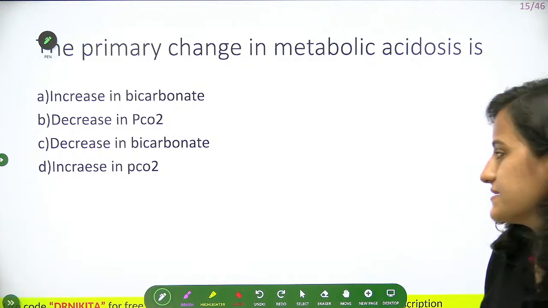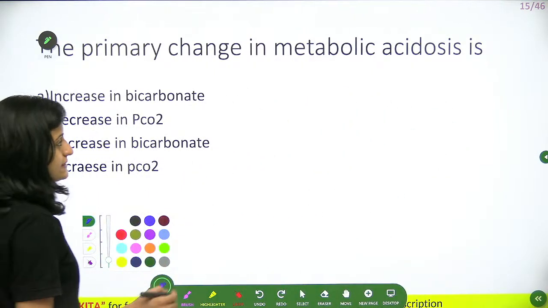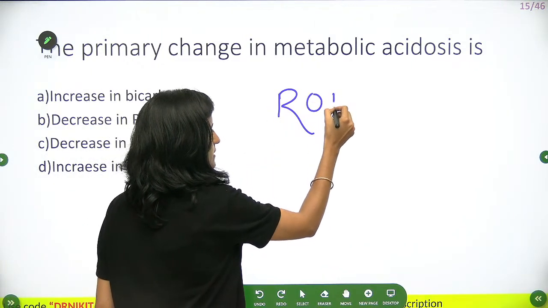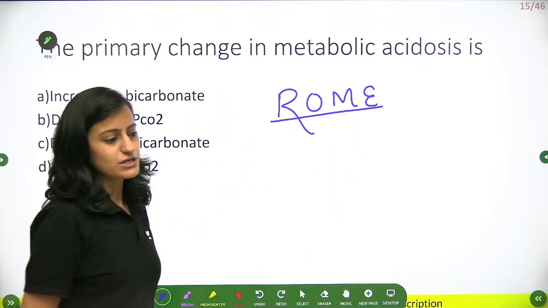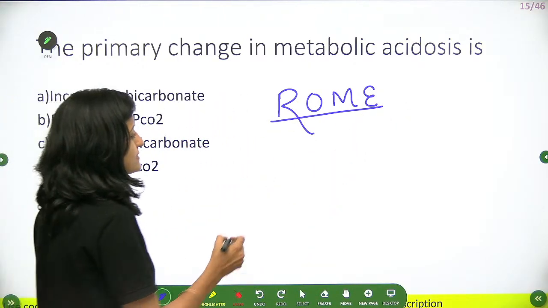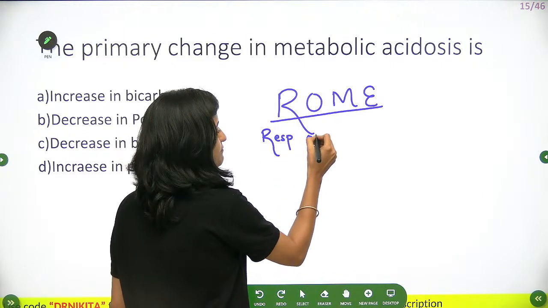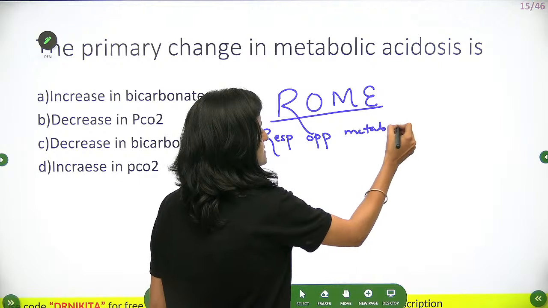Right. The first thing that I want each one of you to learn and remember is your mnemonic in acid-base disorders, that is ROME. This is a very, very important mnemonic which will help you to solve a majority of the questions. The mnemonic is ROME. What does it stand for? R is for respiratory, O is opposite, and metabolic is equal.